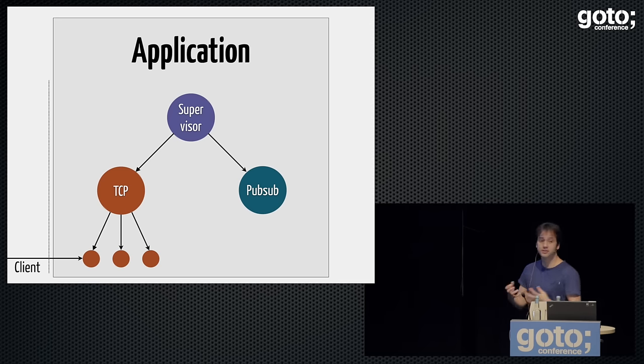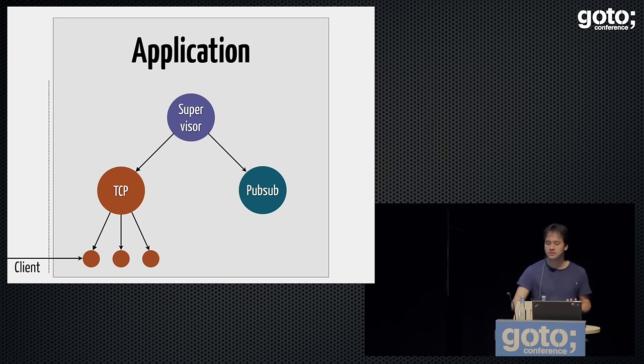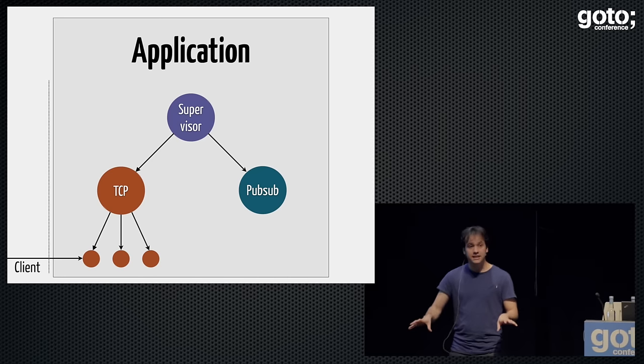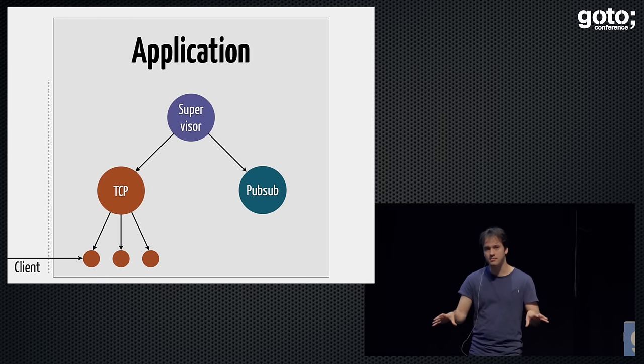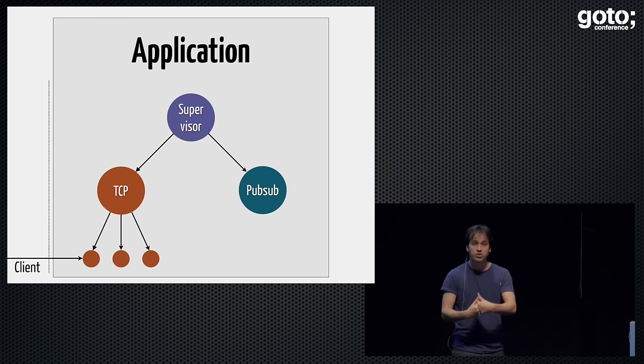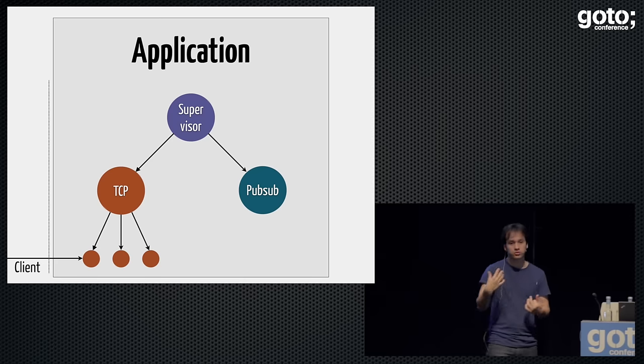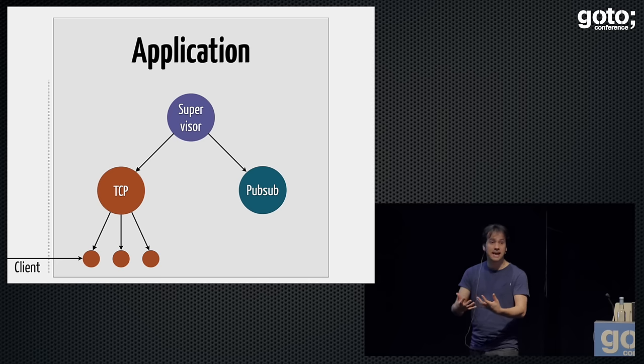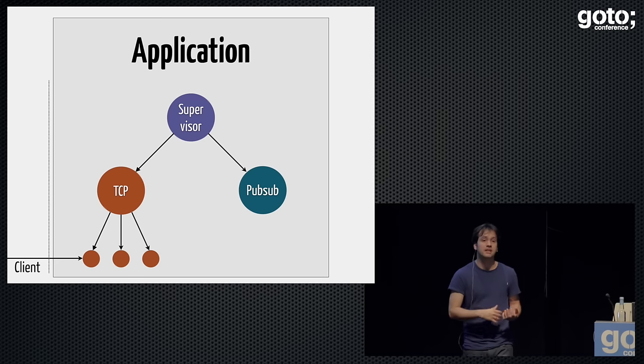Our answer to this question is that we define supervisors. What supervisors allow us to say is, hey, you watch those processes, you are going to supervise them, and if something goes wrong, I want you to act on it. So if something goes wrong in the PubSub system, the supervisor is going to notice that and start a new PubSub system in its place.